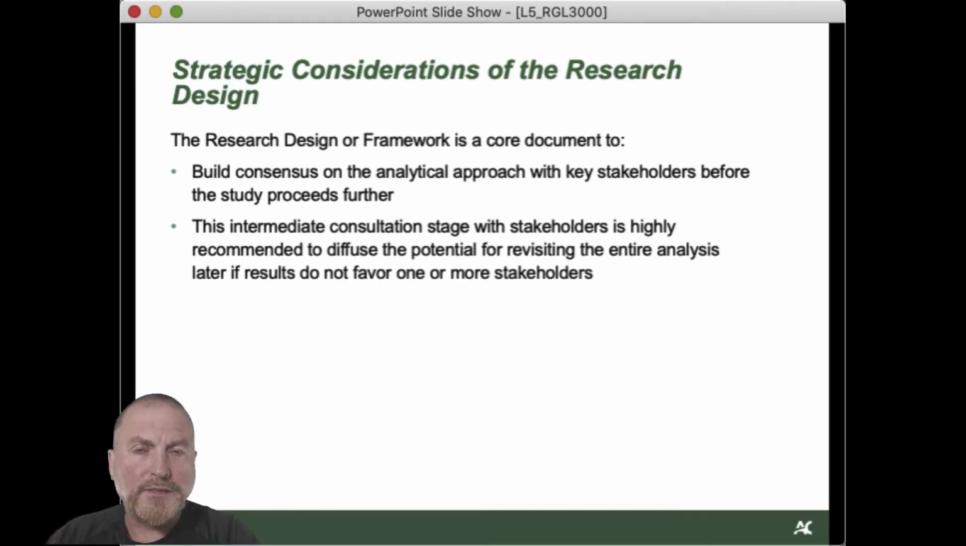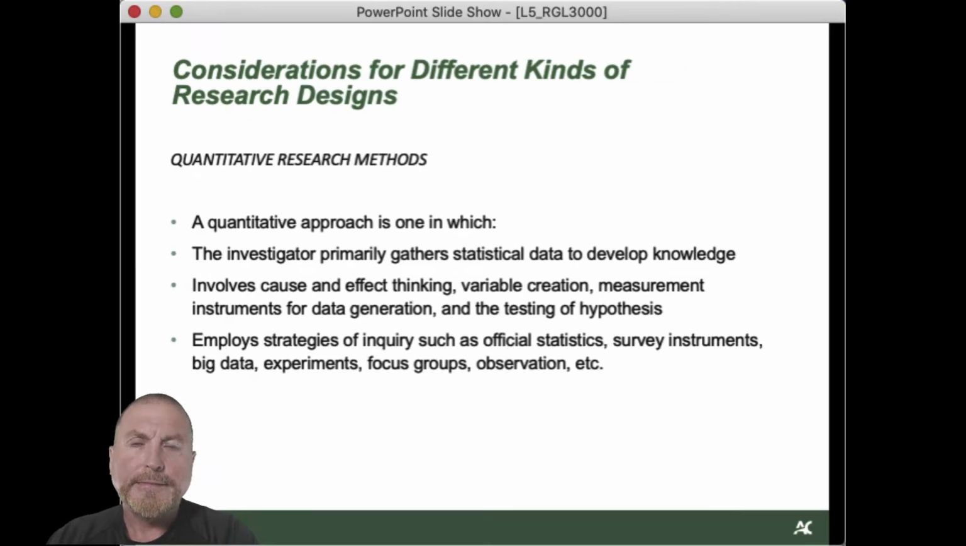So we're building consensus on the approach with key stakeholders. The intermediate consultation stage with stakeholders is highly recommended to diffuse problems. So in other words, you do the research design document, you send it out to major stakeholders, and sometimes you're even having a working group with the major stakeholders on how this is going to unfold. None of that can take place until a solid research design document is produced, okay?